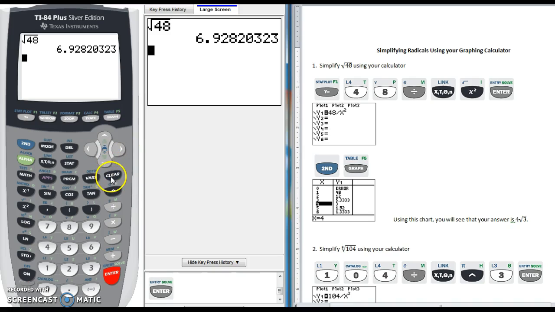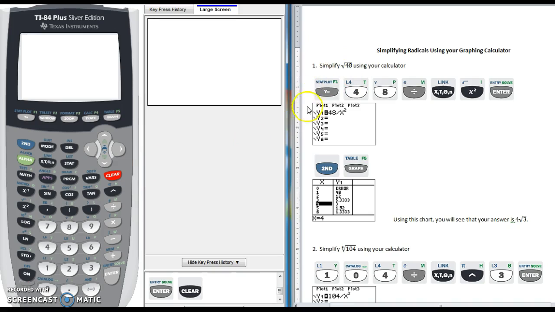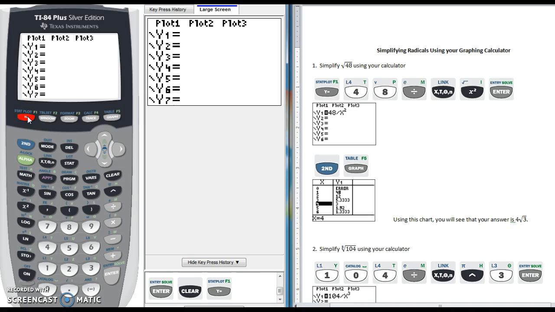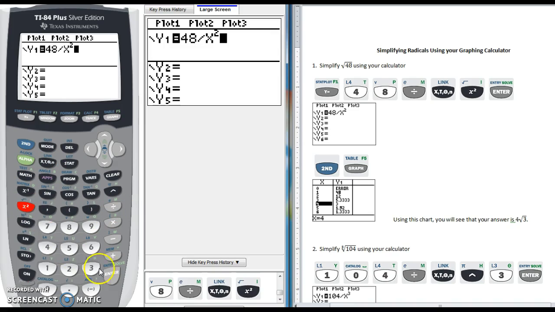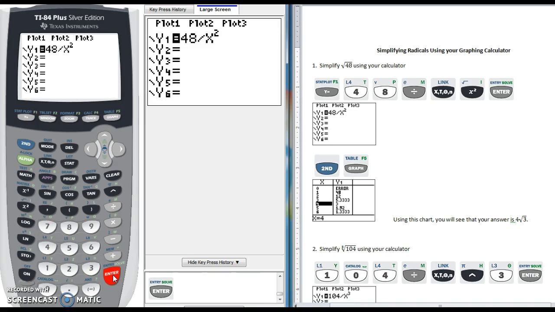And so that just tells us that 48 is not a perfect square. So what we can do instead is use our calculator to help break it down and pull out all the perfect squares that are in 48. So you can do that following these directions that I have on this side of the screen, and I'm going to show you how you actually enter this in. So you start by going to y equals, and then we're going to put in 48, because that's what we're actually taking the square root of, and we're going to divide it by x squared. And so the reason we divide that by x squared is because we want to take out all of those perfect squares that are inside of 48.